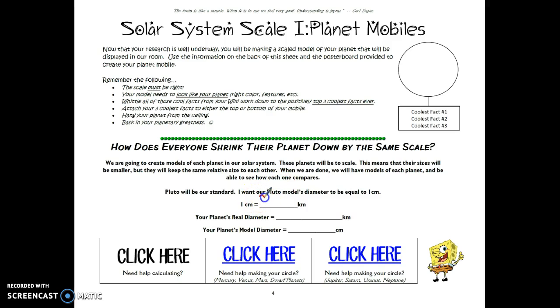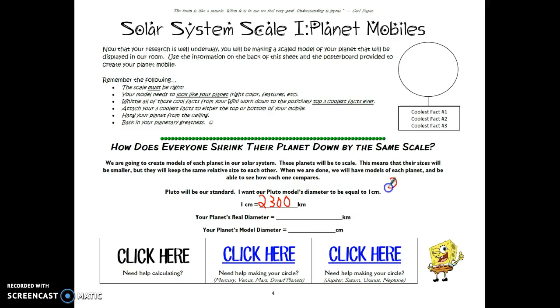So 2,300 is our magic number, and I'm going to try to write this as nicely as I can. It's not too easy here with the mouse, but you can see 1 centimeter is going to be equal to 2,300 kilometers. All you need is the information on the diameter of your planet. Since each of you has a different planet, I'm going to make up a fake number, just so you can see how the problem is solved.